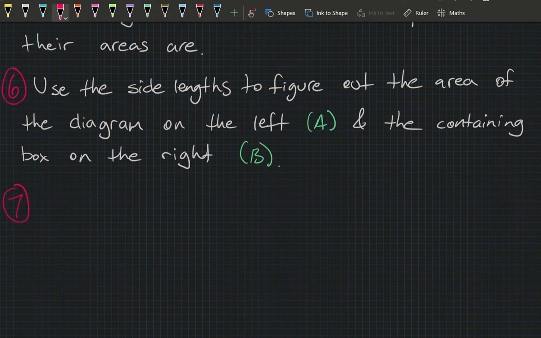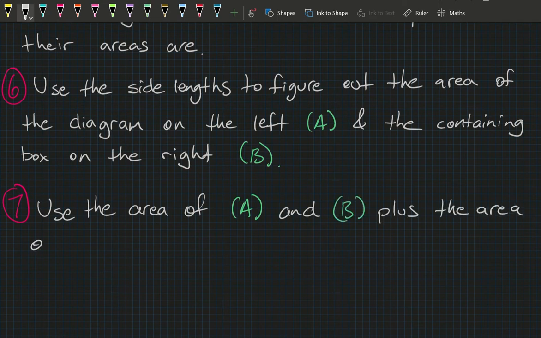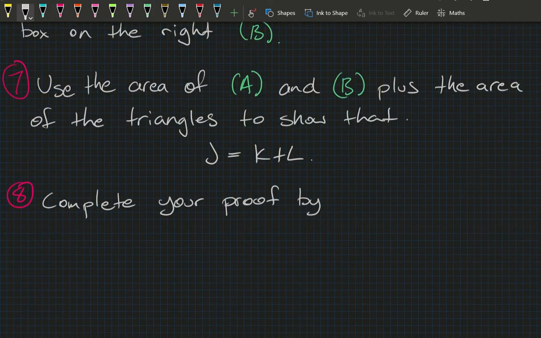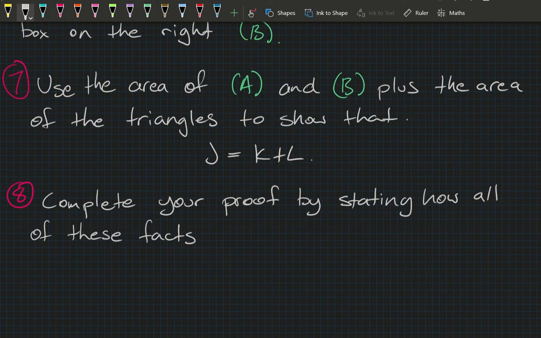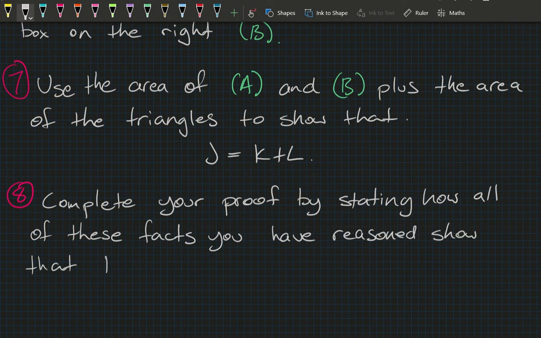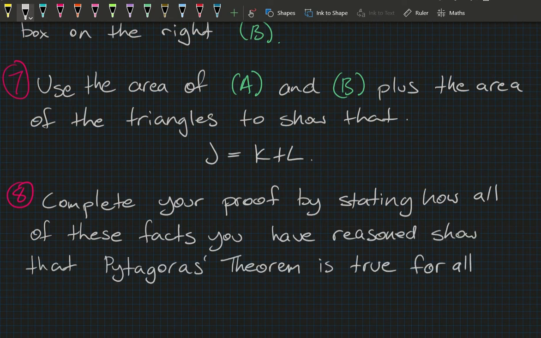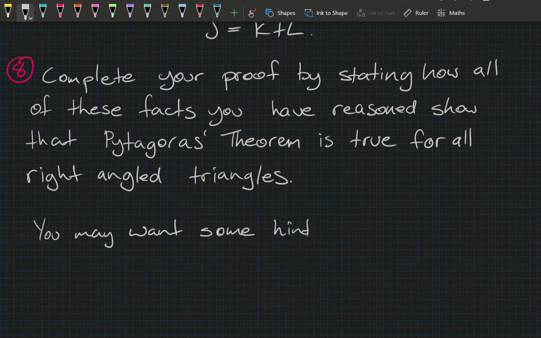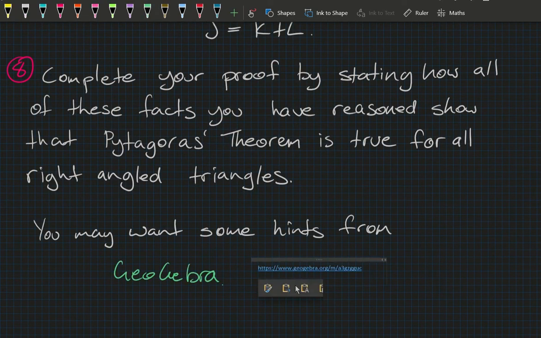Step 7, I want you to use the area of A and B plus the area of the triangles to show that J equals K plus L. And then in step 8, complete your proof by stating how all of these facts that you have reasoned show that Pythagoras' theorem is true for all right-angled triangles. And you may want some hints from GeoGebra, so you can use this applet here. Okay, so that should help you complete that proof.